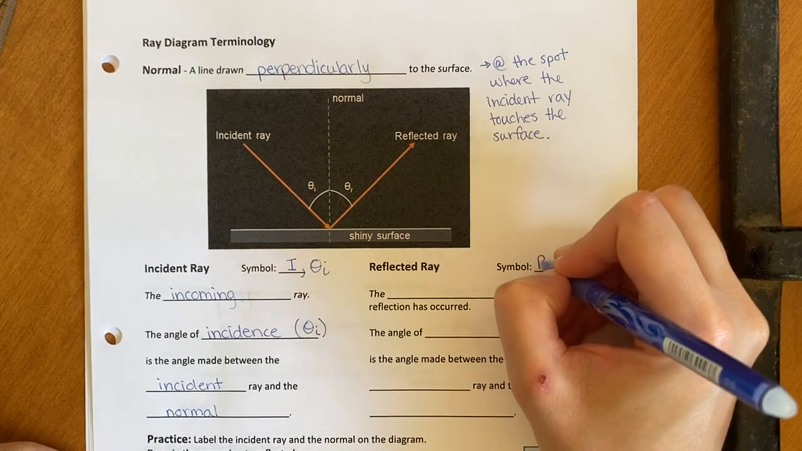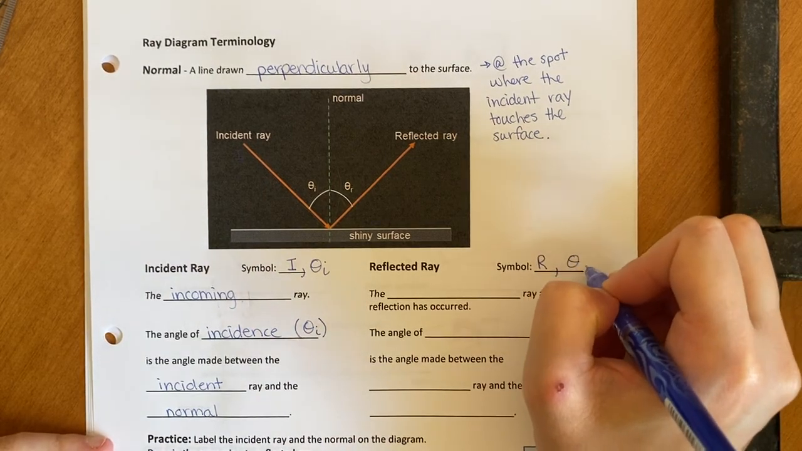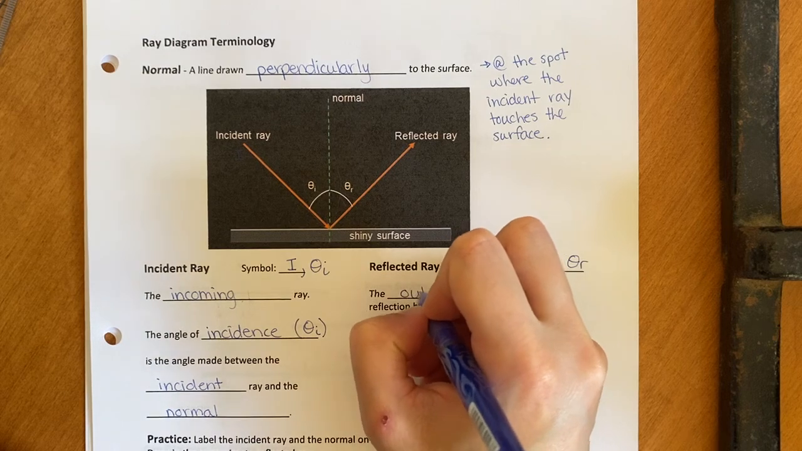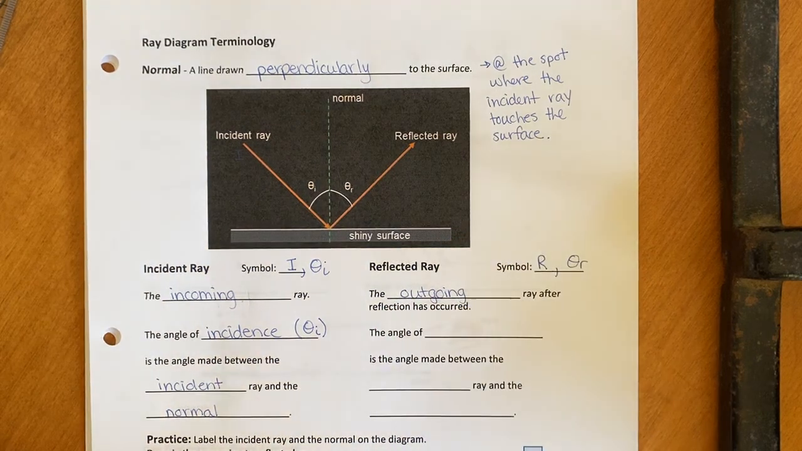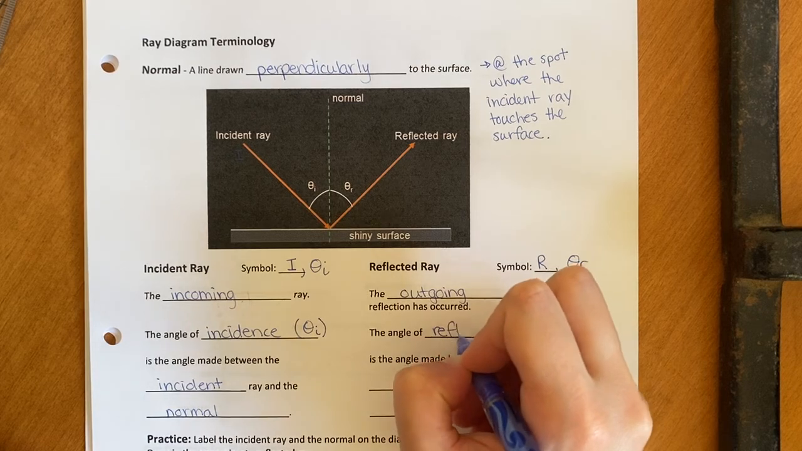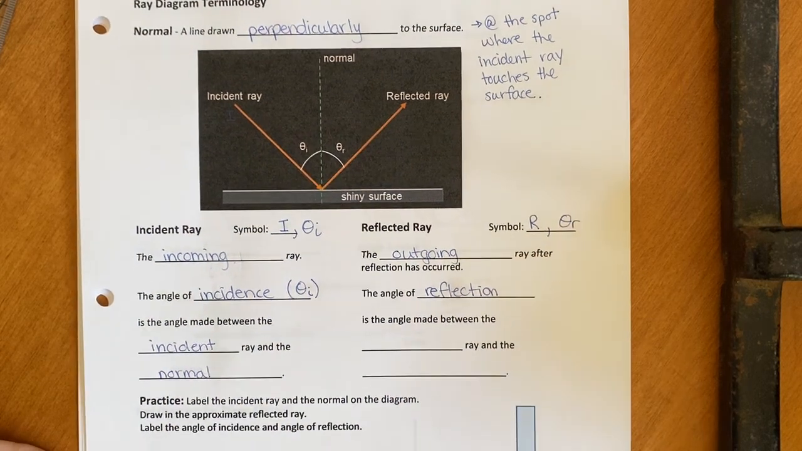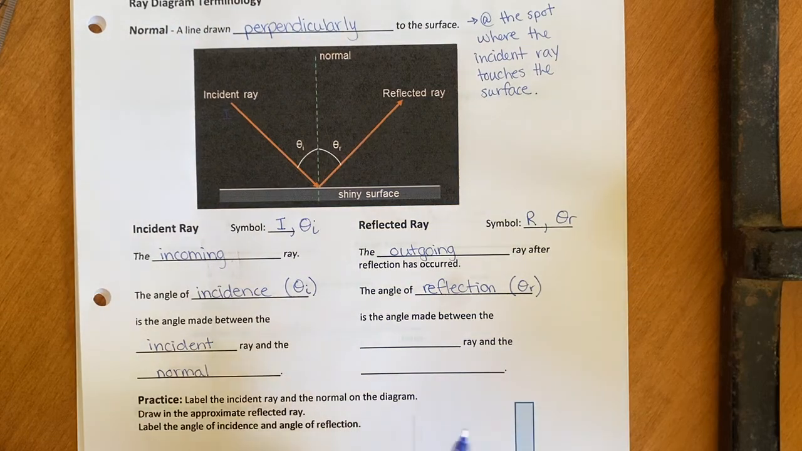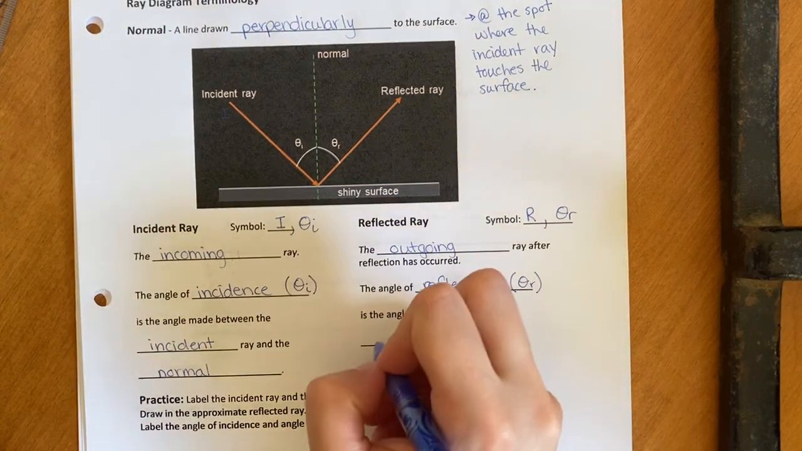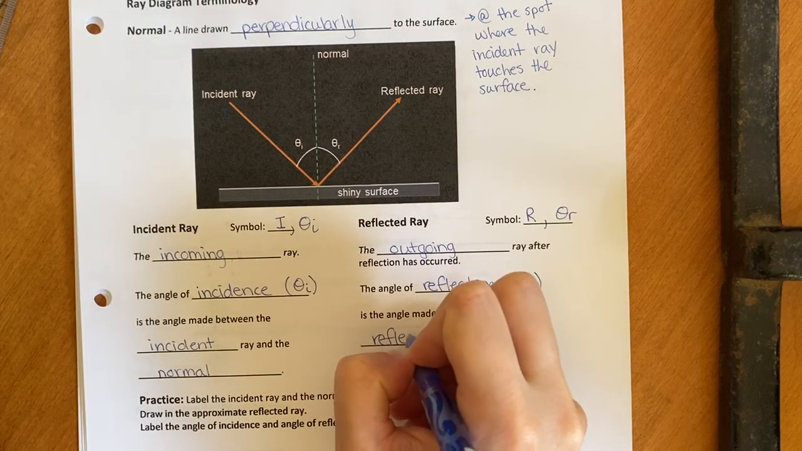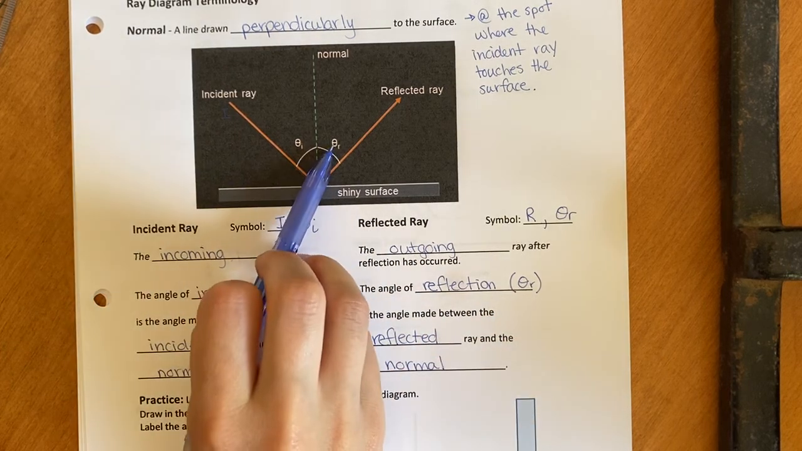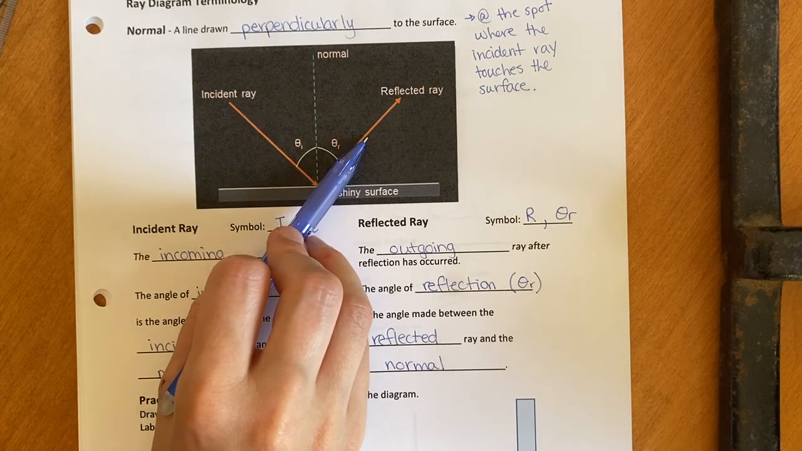For the reflected ray, we call it R, okay? And the angle of reflection is theta with a lowercase r. The reflected ray is the outgoing ray after the incident ray has touched the surface. The angle of reflection, theta r, is the angle made between the reflected ray and the normal line. So here it is here. Theta r is between the reflected ray and the normal.